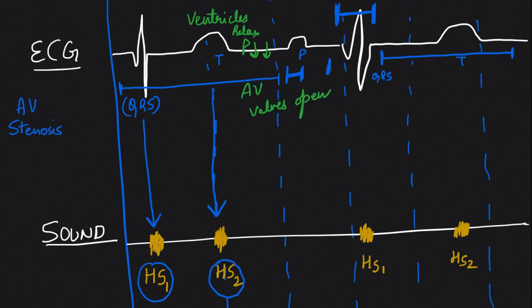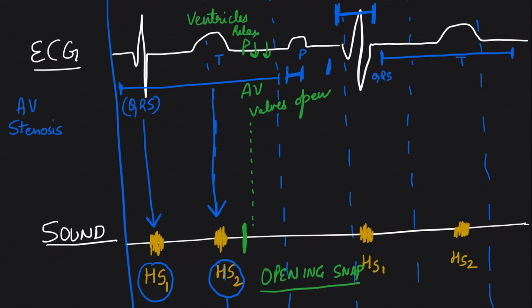Now when the AV valve opens, in case of a stenosed valve, it will produce a sound. So we'll get a sound over here which will be after the second heart sound. This sound is what we call the opening snap. It will not be for a long duration. It will be a very swift sound, there for a very small period of time. This is what we call the opening snap.